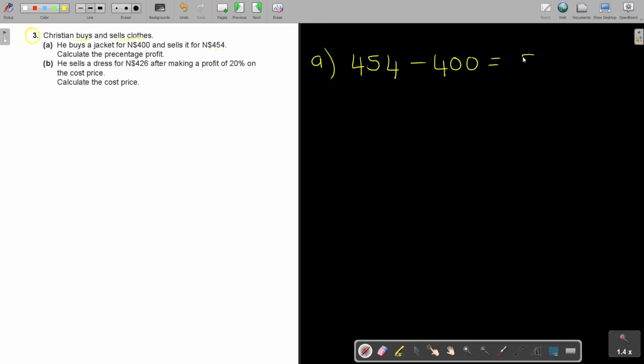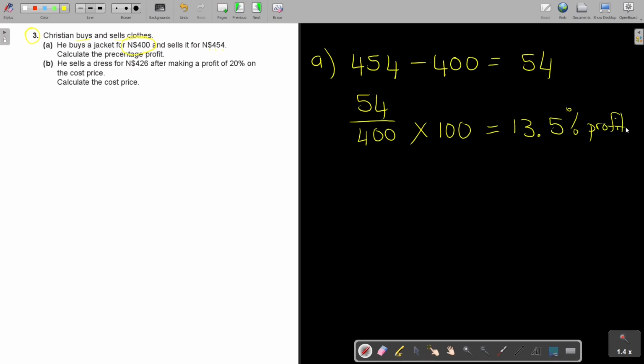Okay. And now I'm going to make a percentage, so it's 54 over, what was the original one? The one they mentioned first, over 400. And to make a percentage, I multiply by 100. And that gives me 13.5%. That was nice, grade 8.